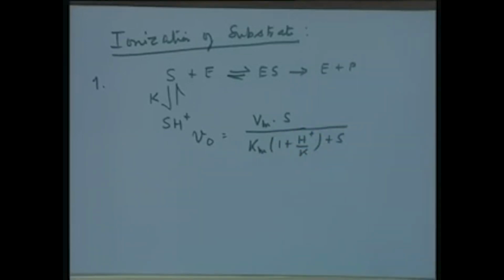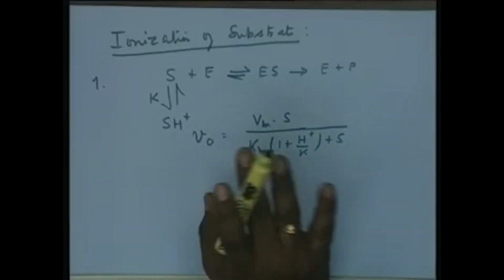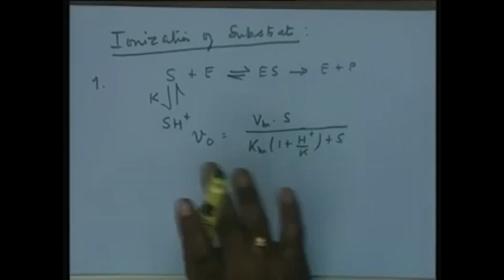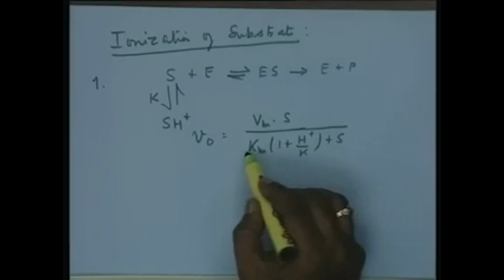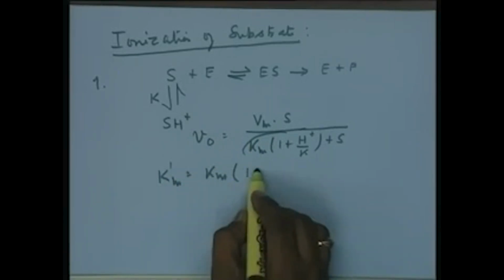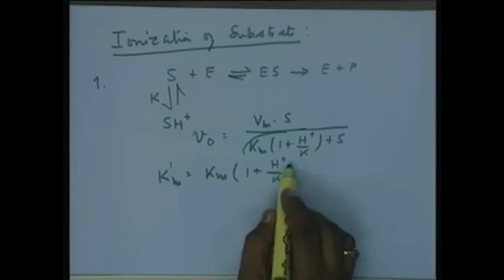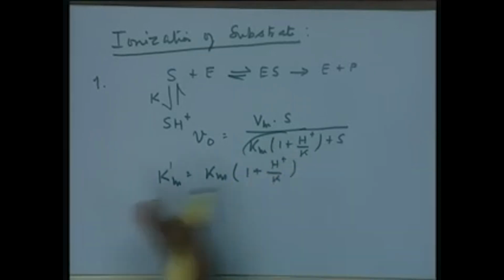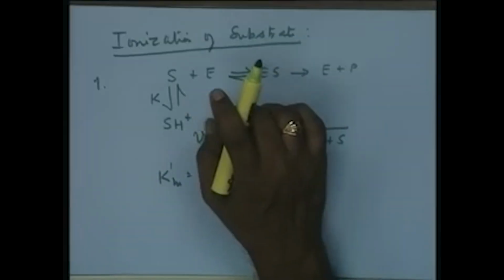Now, you will notice that in such a case the net effect of the ionization of the substrate is essentially an increase in the Km value. The Km value is modified to the true Km times (1 + H/K), and the expression is analogous to that of competitive inhibition. That means, in such a case the hydrogen ions act as a competitive inhibitor for the substrate. The neutral, unprotonated substrate is the reactive form, the form which is acceptable to the enzyme.